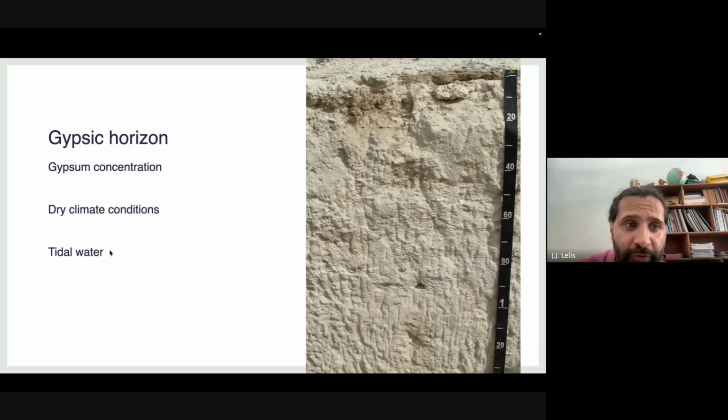It's also quite common to find gypsic horizons in areas close to the coast and areas that were in the past or are today in modern conditions affected by tidal water. Tidal water is quite enriched in calcium, but also in sulfur. So areas that are affected by tidal water but register dry climate conditions can induce the water evaporation, and after water evaporation, we'll have some concentration of gypsum, okay? So this is the main characteristic of gypsic horizons.